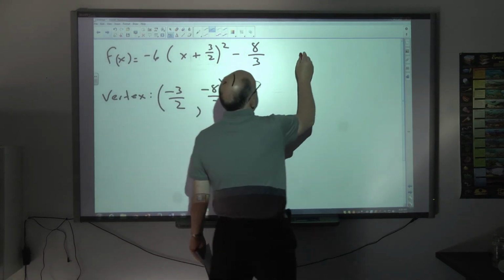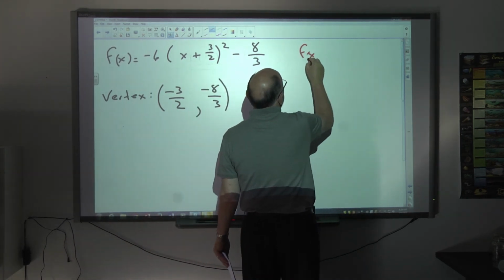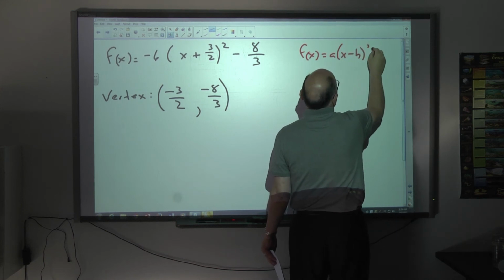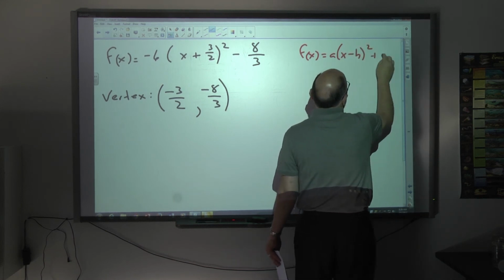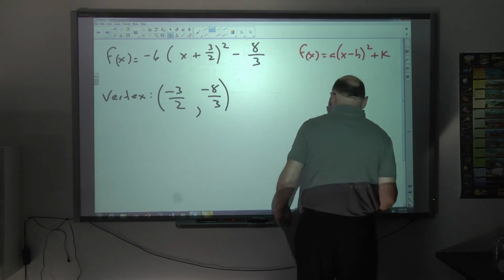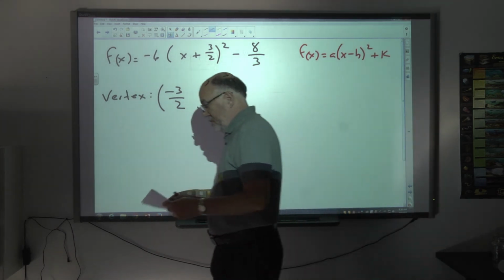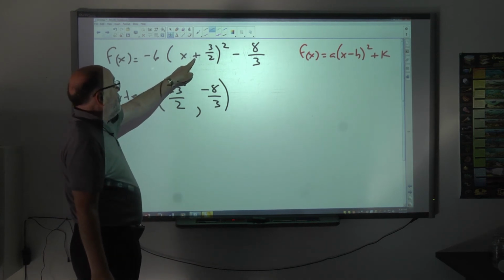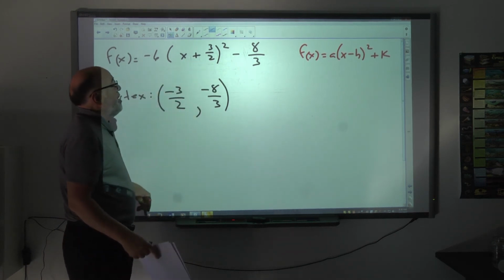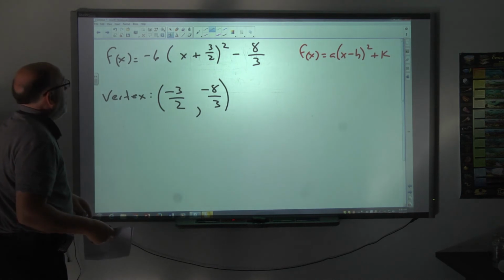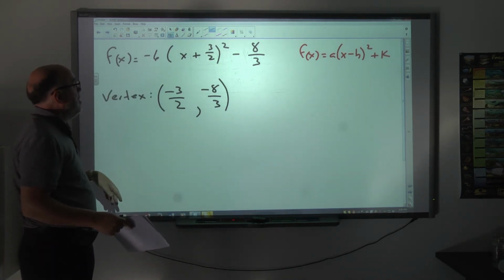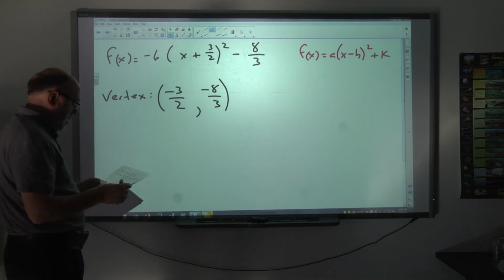Remember, the equation was defined in this way: a times x minus h quantity squared. So in order for this to be a positive number, h itself had to be a negative number, okay? And we know that the a value is -6, which means this should be a parabola that is opening downward.